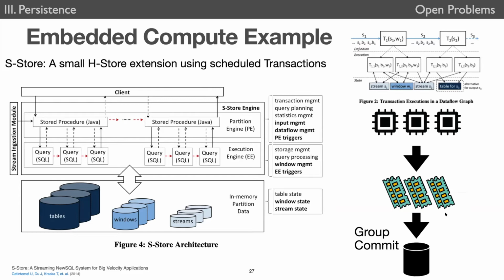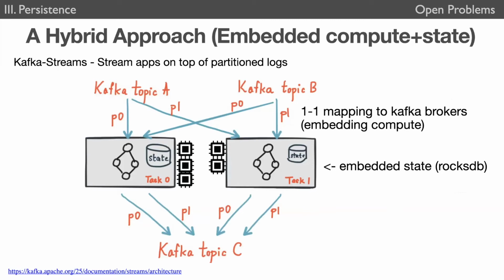So think of a pipeline consisting of many interdependent tasks, and S-Store would put several of these tasks into a transaction that covers part of the input and execute and group commit them using H-Store's ACID transaction properties. Kafka Streams is another interesting take that combines embedded compute with embedded state. It is embedded compute since stream tasks attach to physical brokers in Kafka, while it's also embedded state since a RocksDB instance is allocated per task to support dynamic state.